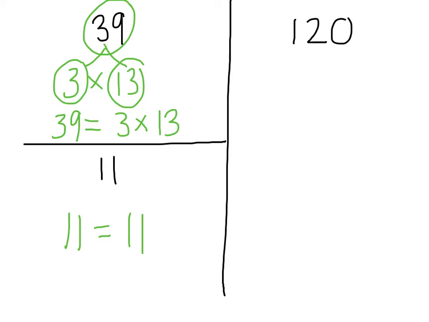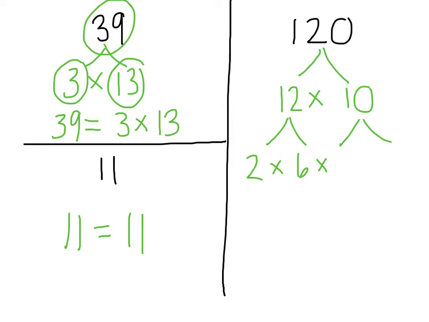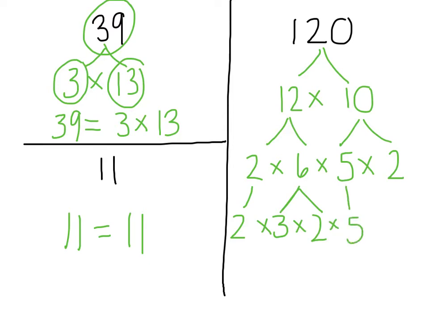Now for 120, I'm going to start with a fact I know, and we'll do 12 times 10. Okay, and then neither of those is prime, so I'm going to branch both of them. And I get 12 is the same as 2 times 6, and 10 is 5 times 2. I have 3 prime numbers there, but this 6 is not, so I need to keep going. I'm going to bring those prime numbers down. 6, I'm going to make 3 times 2. And then I have my 5 and my 2 from the 10. All of these numbers are prime, so I'm done.